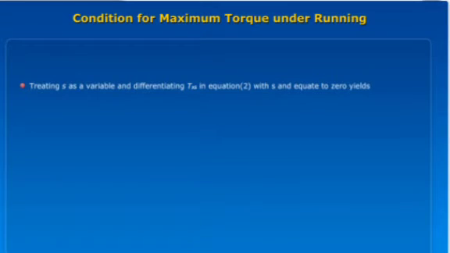The breakdown or maximum torque is far away from the working range. It occurs at a slip s equal to R2 by X2, which is generally higher than the working slip.